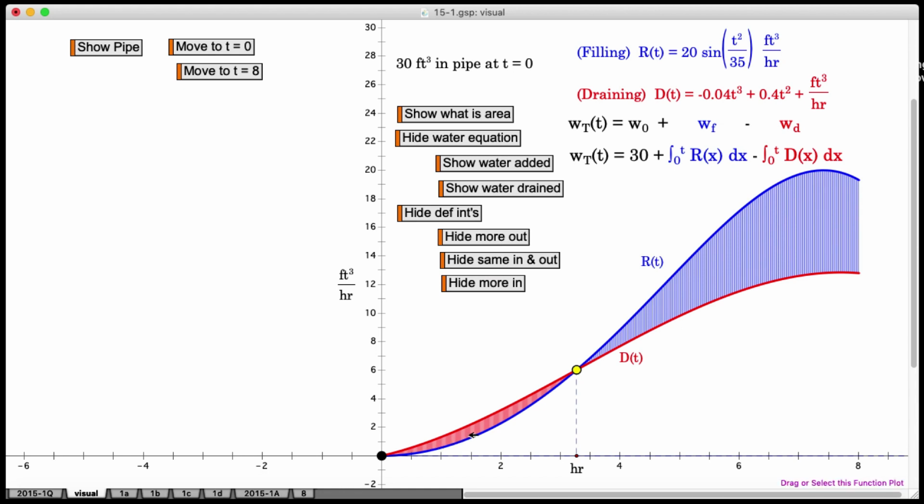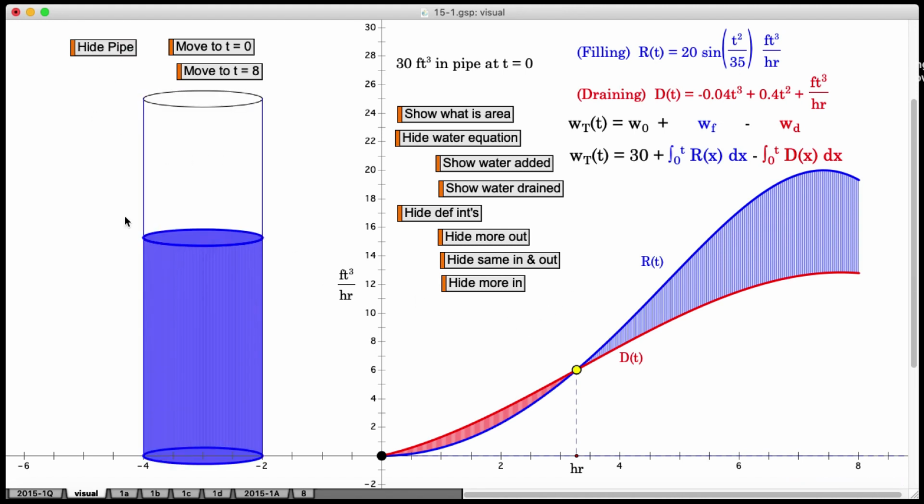A little bit of water empties out of the tank because the rates here cancel each other down here, but the difference between the two is this region right in here. So there's more water draining out of the pipe than flowing in. Over here, there's more water flowing in than draining out. So let's take a look at this pipe and see if we can see what's going on here.